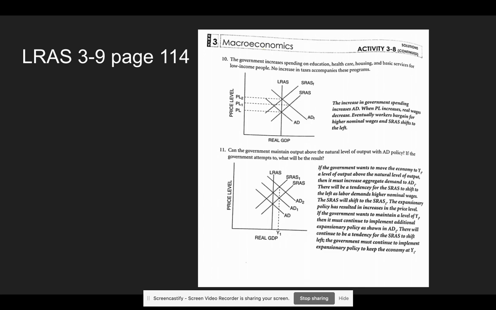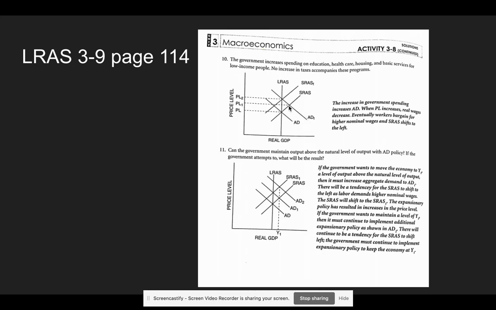The government increases spending on education, healthcare, housing, and basic services for low-income people. No increase in taxes accompanies these programs. So we're having government spending, but we're not having a tax increase. And they're saying that on purpose because they want you to go, oh, the spending multiplier is going to have a big effect here. That's automatically going to impact aggregate demand. This is a demand shifter, government spending. It's going to increase it, go to the right.